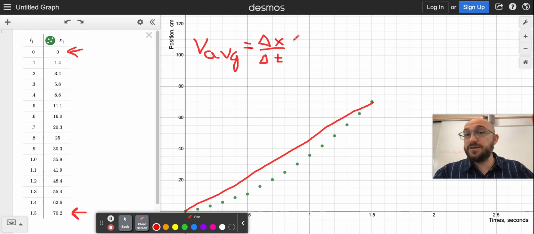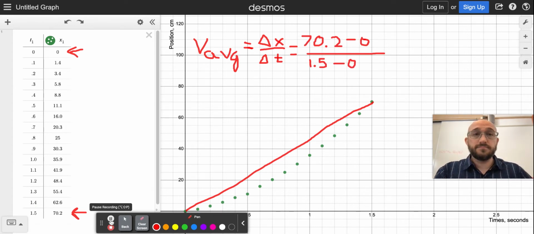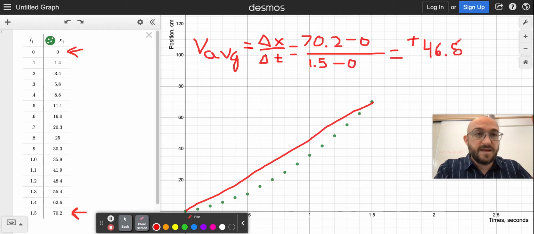To do that, I do the change in position divided by the change in time. In this case, that means going from 0 to 70.2 and from 0 seconds to 1.5 seconds. So there we go. Now is calculator time. I just put this into my calculator and I will get my answer, which in this case is positive 46.8 centimeters per second. But of course, I want you to use your numbers, not mine.